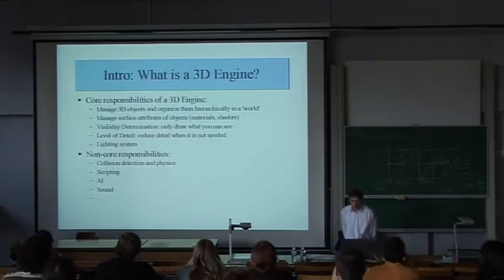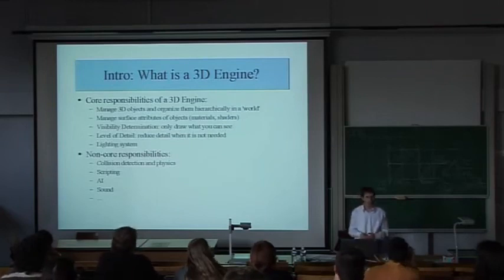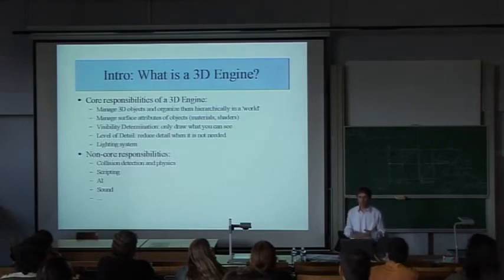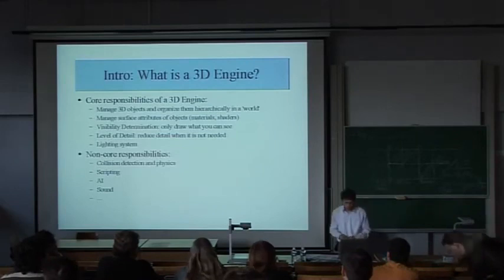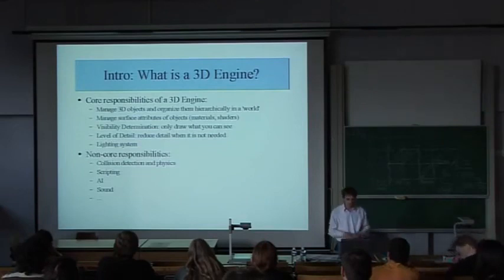So what is a 3D engine? A 3D engine is actually something that manages and organizes objects in a 3D world. That's a very generic description, but it actually means making sure that they are represented in an optimal way and that you can easily render them from any kind of viewpoint. It also means an engine also has to manage the surface attributes of all objects, how they look, the material. Is it wood? Is it stone? What kind of attributes does it have?